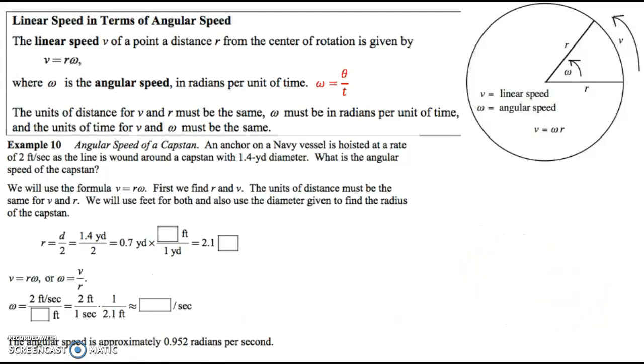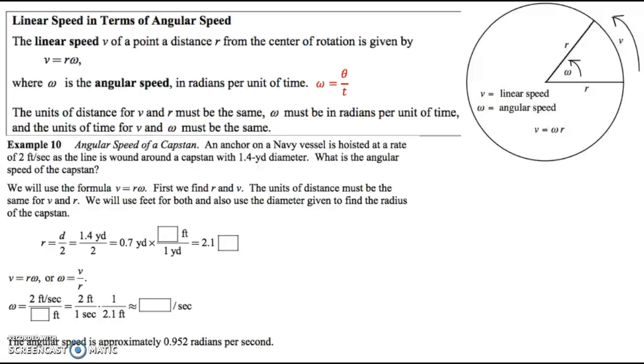Angular speed of a capstan. An anchor on a Navy vessel is hoisted at a rate of 2 feet per second as the line is wound around a capstan with a 1.4 yard diameter. What is the angular speed of the capstan?